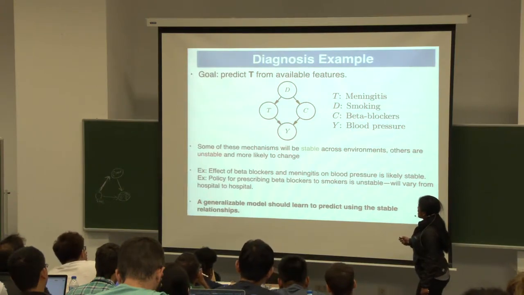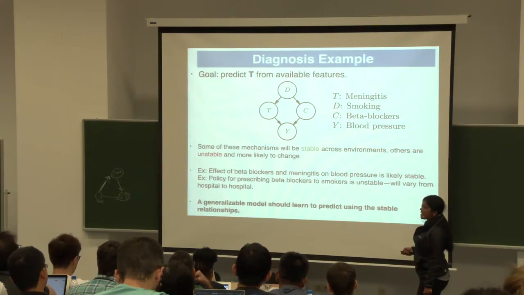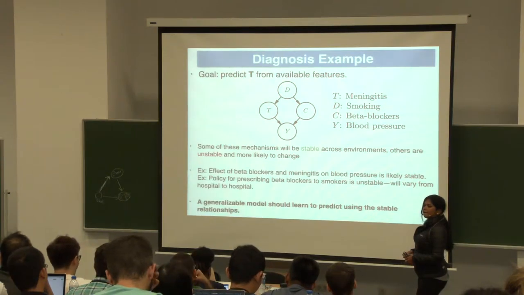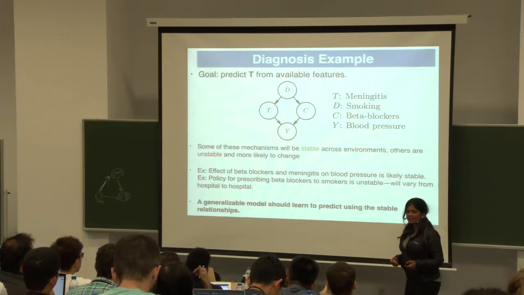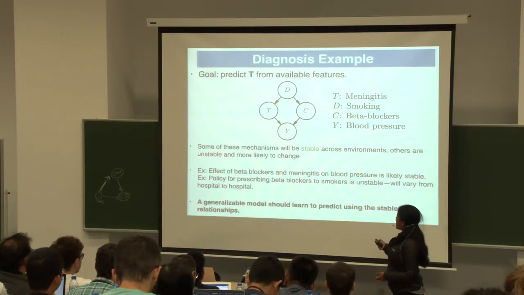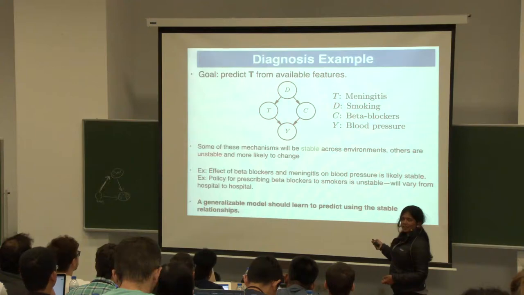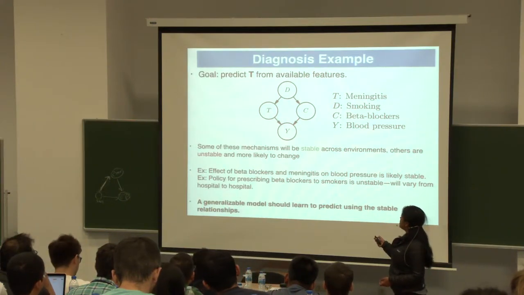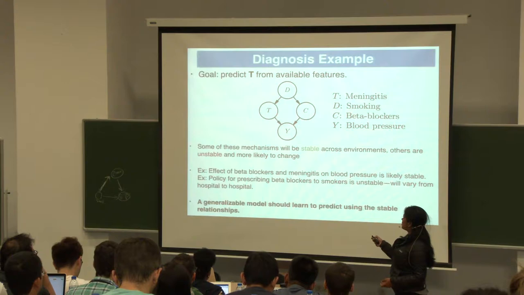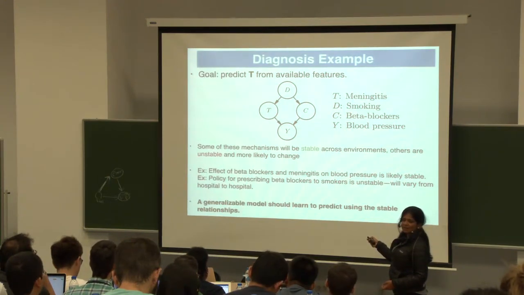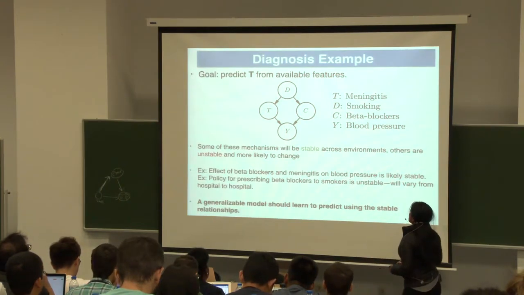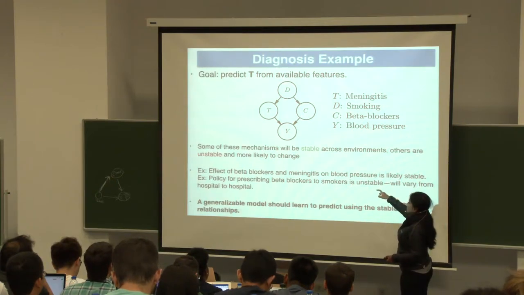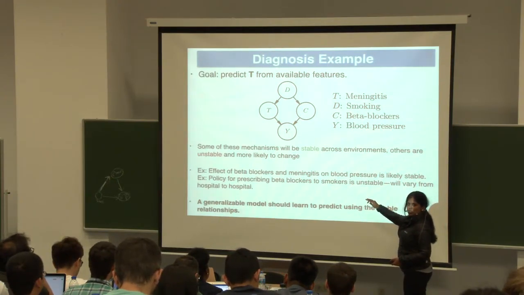Okay, so some of these mechanisms will be stable across environments. Which mechanism do you think will be stable? Exactly, this T to Y and C to Y, right? So these will be stable, and then what won't be stable? It's possible D to T will also be stable, right? But D to C is not stable, right? So some of these mechanisms will be stable across other environments and others are unstable and more likely to change.